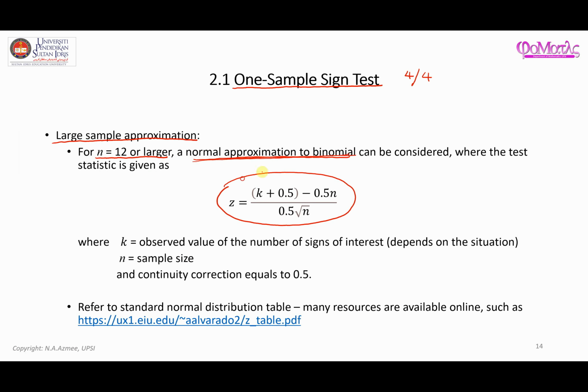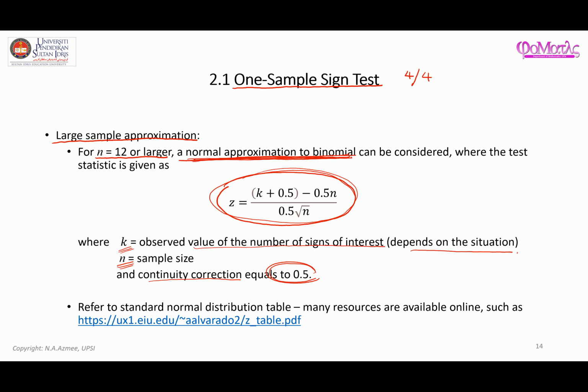You can see based on this test statistic here, you will employ the value of k. K is the same value which you have seen in the original procedure of one sample sign test. It is just the observed value of the number of signs of interest. Again, either positive signs or negative signs, depending on the situation. N is the sample size, and here we have a continuity correction equal to 0.5 due to the fact that we are doing normal approximation to binomial.